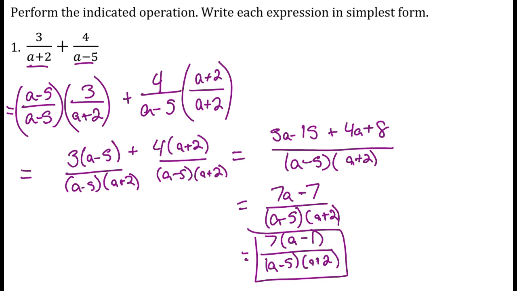Things to notice: I don't have to expand the denominator back out because that would just be wasting time. Also remember, from the first day of this unit, we said that a cannot be 5 and a cannot be negative 2, because otherwise I'd be dividing by 0. That's just something to always keep in mind. With rational expressions, your denominator cannot be equal to 0.